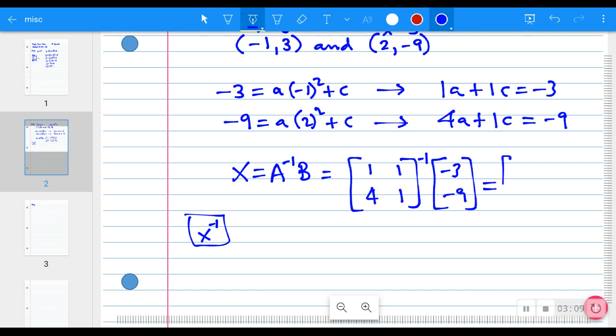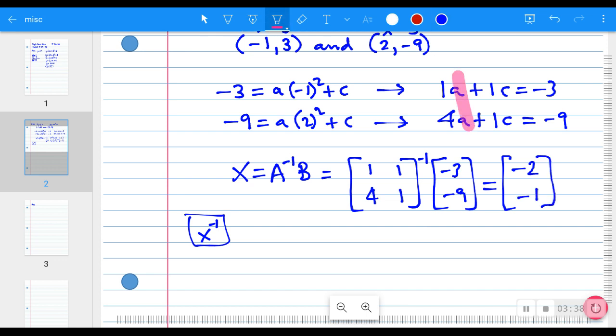And when you do this, and you'll have to give me a second here because I have to do it on my own calculator. Okay, I'm working on it here. If you'll be patient. You end up with -2, -1.